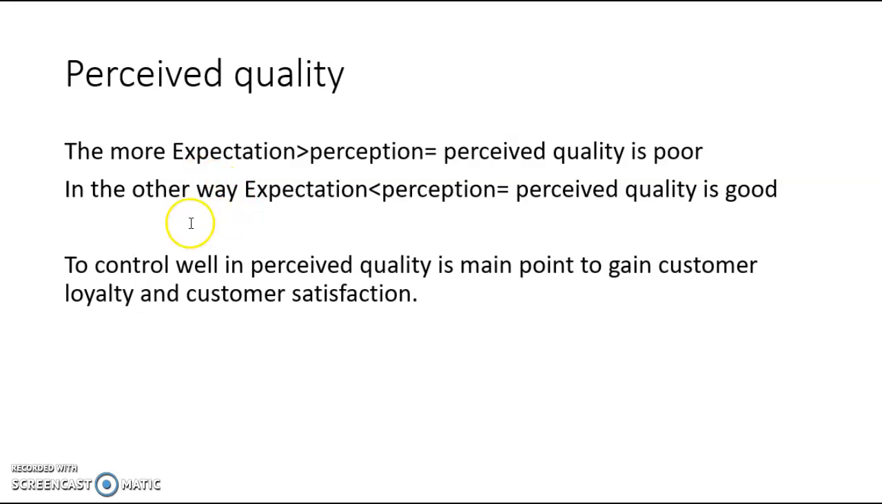Next, perceived quality. The more expectations are higher than perception, the poorer the perceived quality is. In the other way, if expectation is lower than perception, it means perceived quality is good. So if you keep expectation and perception equal, or even make the perception higher than expectation, in this way, we can control perceived quality well. Furthermore, we can gain customer loyalty and customer satisfaction.